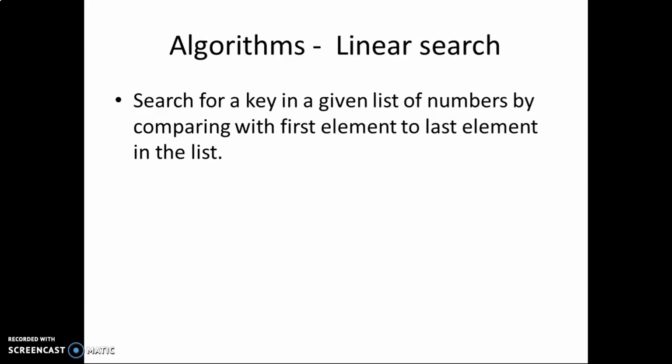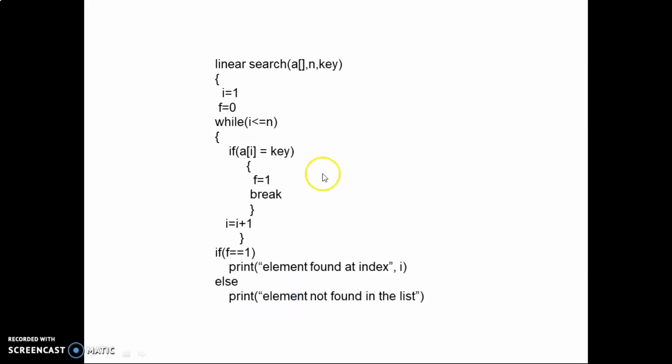Let us see the algorithm for the linear search. What is the input we are going to give? An array of values and n, that is the n value, and the key, which is the value you want to search in the list. Then we start with i equal to 1 and f equal to 0. The i is used as a counter, and f is used as a switch. Initially, f is equal to 0, while i is less than or equal to n.